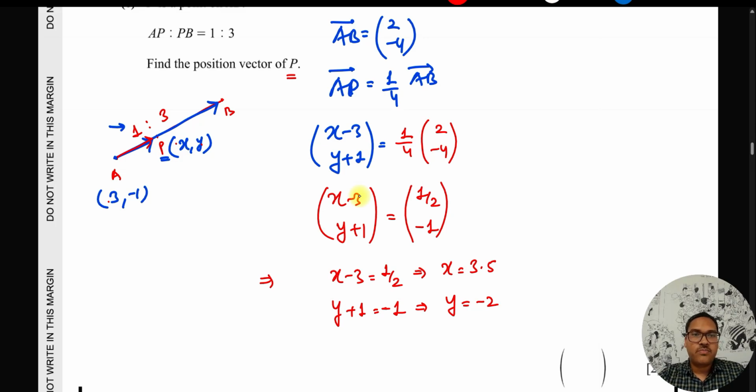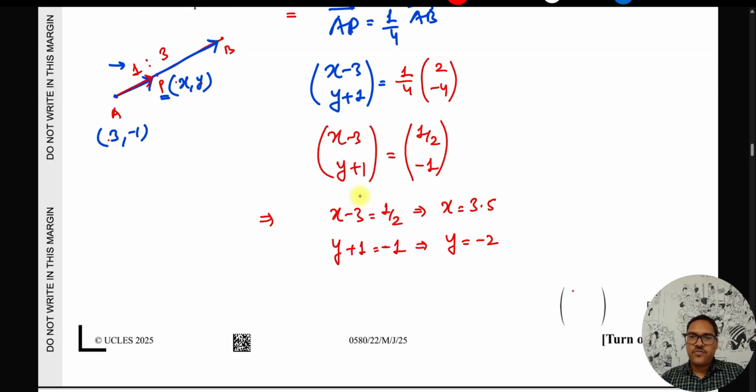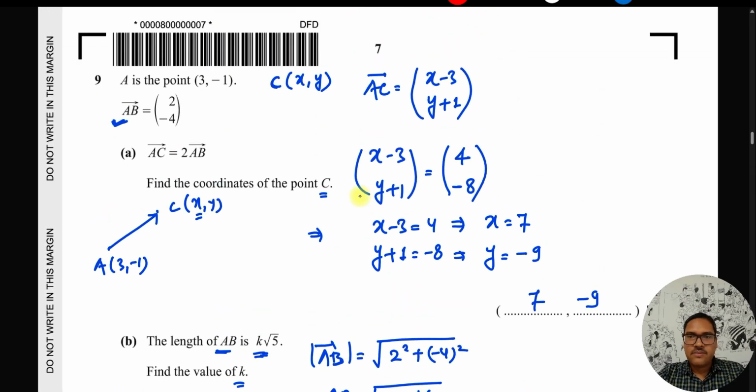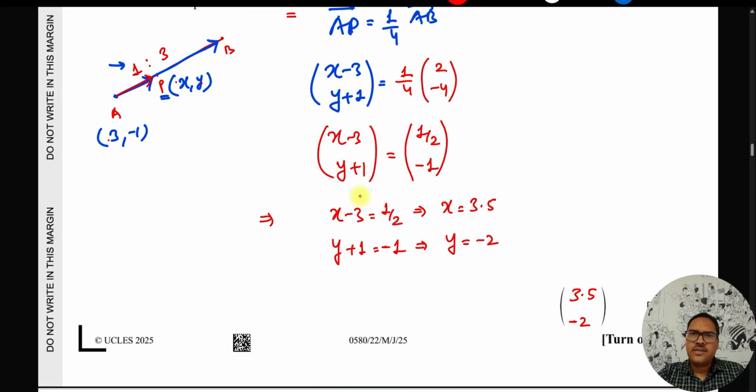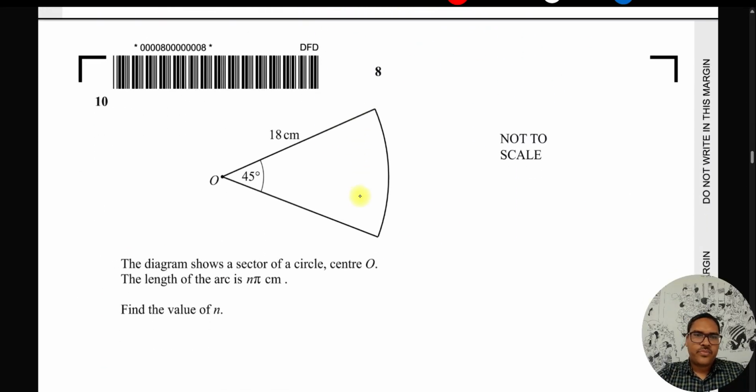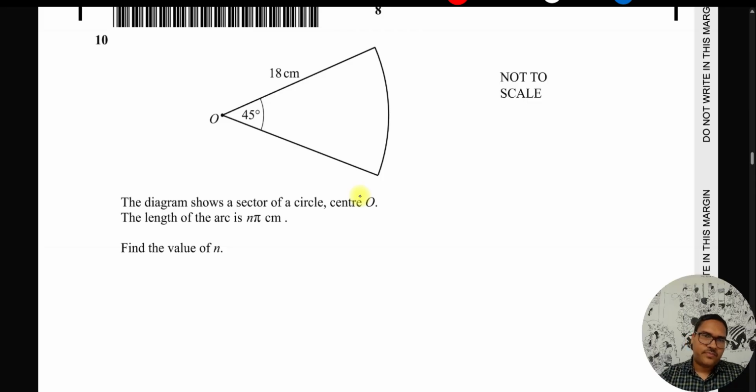So what is the position vector of point P? That is 3.5, and y is minus 2. Let's check the answer. So this is 3.5, minus 2, and the previous question is 2 and 7. This is how you can easily solve this question. Okay. Now take the next question.